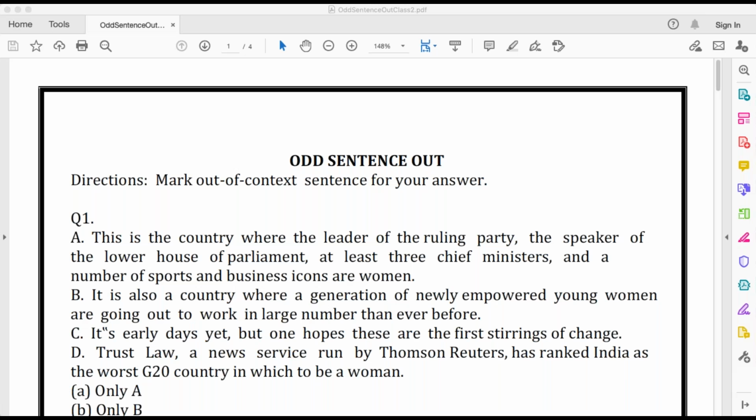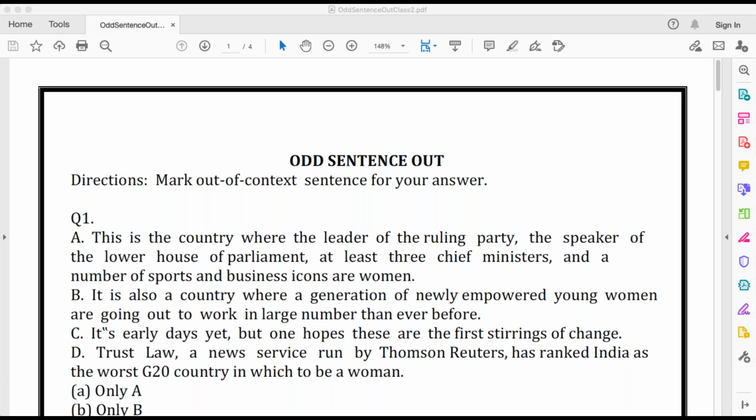Great. So hi everyone. Welcome to this session of odd sentence out. Last time we discussed one type of odd sentence out, which was more driven by the subject of the sentence. Today we are going to see another type of odd sentence out, and this has a high probability to come in exam.